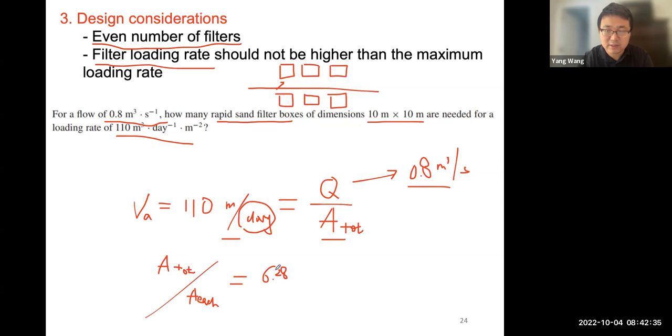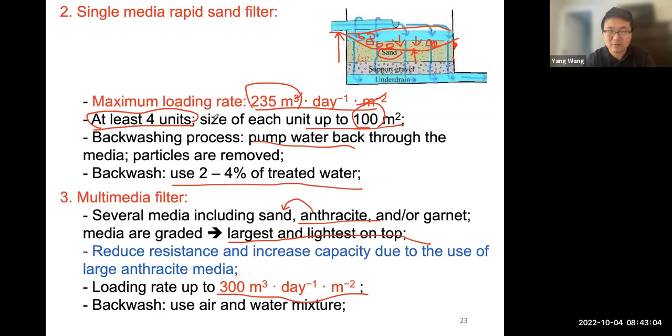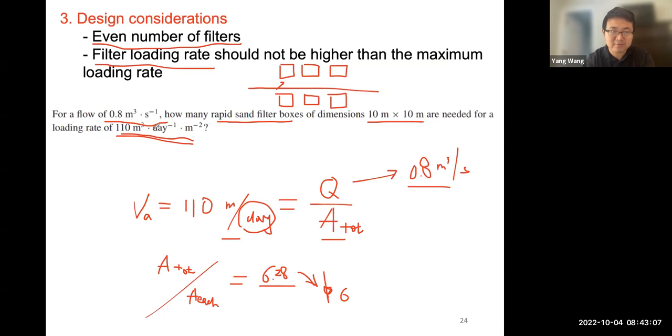Now this is the engineering part. How should we design the system? You have 6.28. Should we round it down? Actually, no, because if we round it down, we cannot make it 6, since the loading rate is going to be higher than 110. It's going to be higher than the specified loading rate, although it's still lower than the maximum loading rate. Since this problem already specified the loading rate, we cannot make it smaller than this value. So that's why we need to round it up.